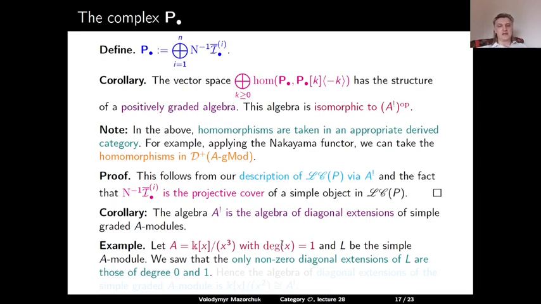So the diagonal extensions of L are of degree 0 and 1. So the diagonal extension algebra is two-dimensional. It has one component of degree 0 and one component of degree 1. So it is clearly the algebra of dual numbers. And this is exactly the quadratic dual of kx modulo x cubed.